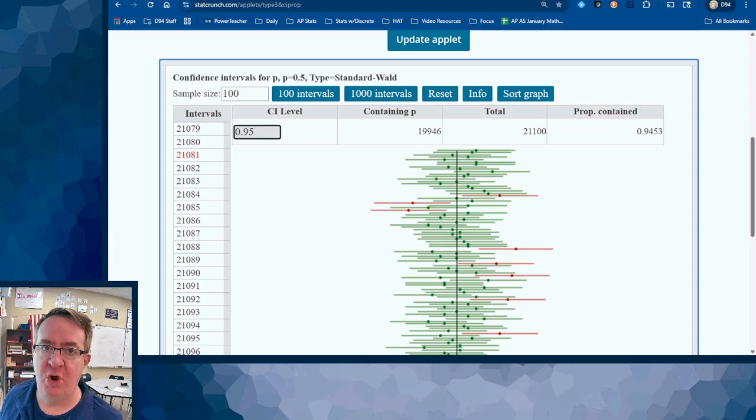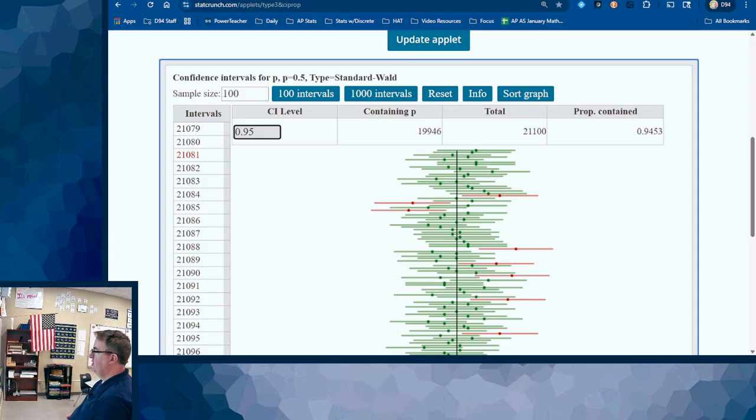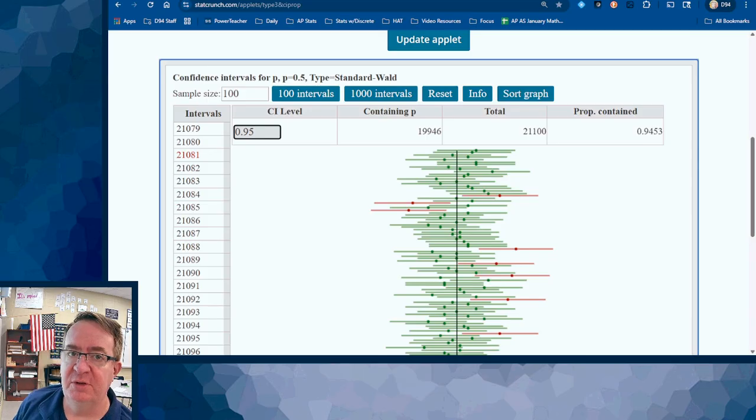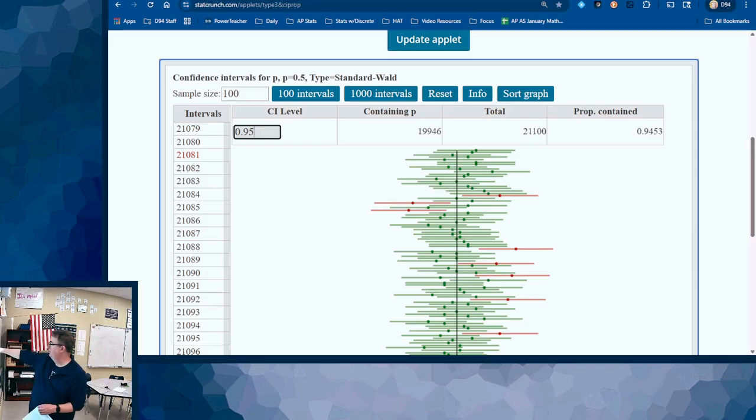Really slow. But all these intervals got wider. Why? Because we want to be able to capture in the long run approximately 95% of these intervals. We want to have captured the true proportion. And the only way to do that is to get a bigger net. And so that's why all of these came back. Now you can see we're a little bit under here, but that's what's going to happen there.